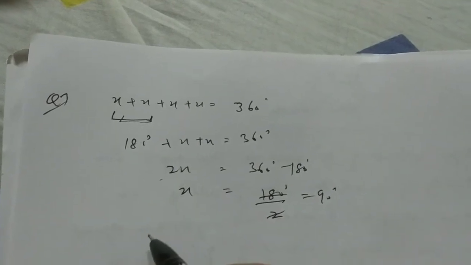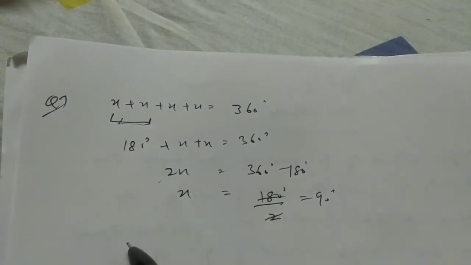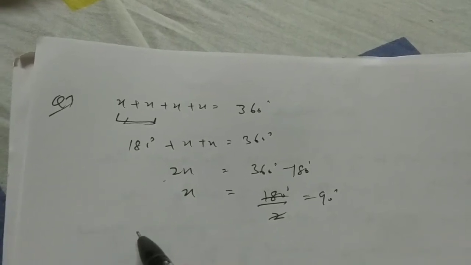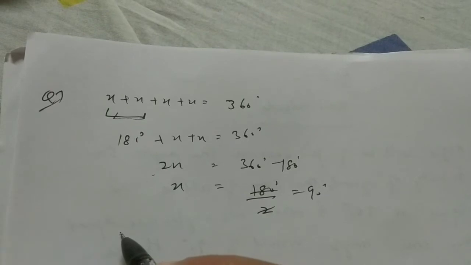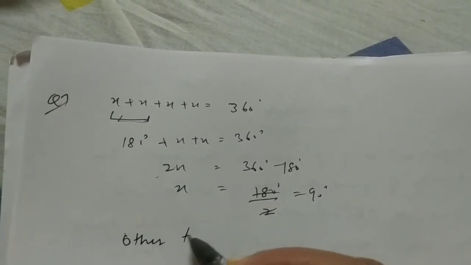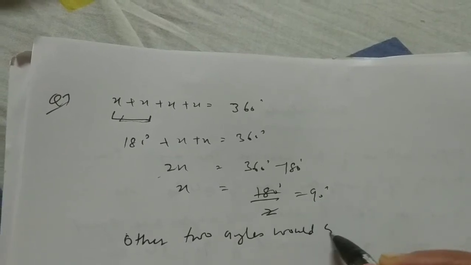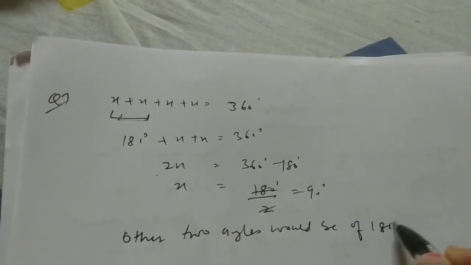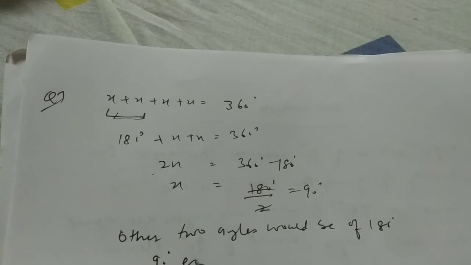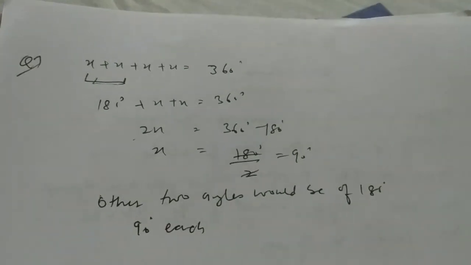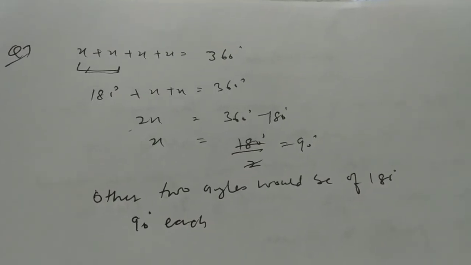So the other two angles would be 90 degrees each if the two angles are equal. Have a full glance of question number 7.